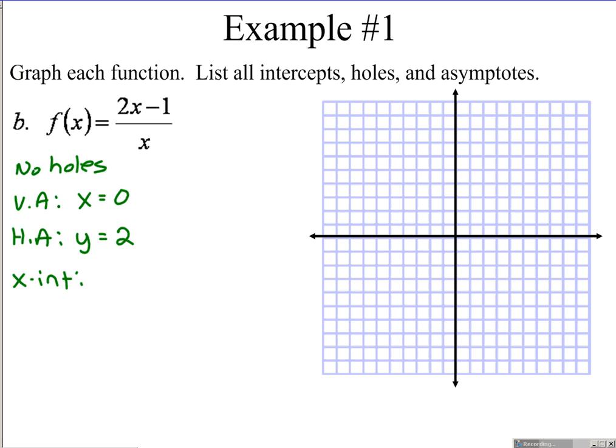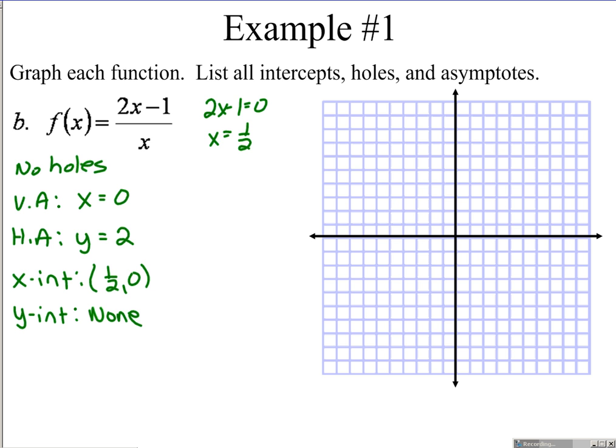X-intercepts, set the numerator equal to 0. 2x minus 1 equals 0. And we get x to be 1/2. So we have the ordered pair 1/2, 0. Y-intercept, plug in 0 for x, we get -1 divided by 0. -1 divided by 0 is undefined, which tells us there is no y-intercept.